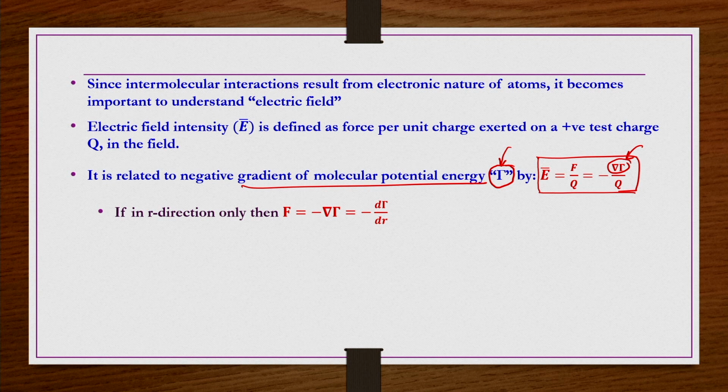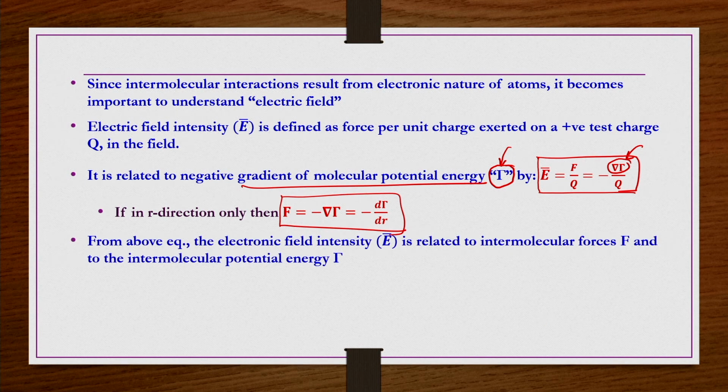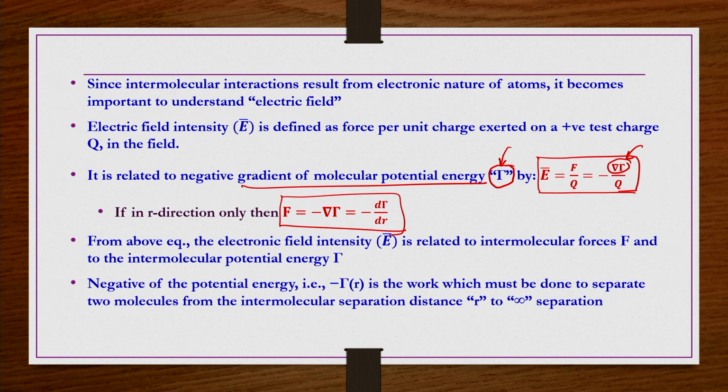If you take the relative position, or the distance between two molecules, in only the r direction, then F is equal to minus d gamma by dr. Okay. We can understand that the electric field E bar is now related to the intermolecular force F and the intermolecular potential gamma. The negative of the potential energy, that is minus gamma of r, is the work. What does this minus gamma of r indicate?